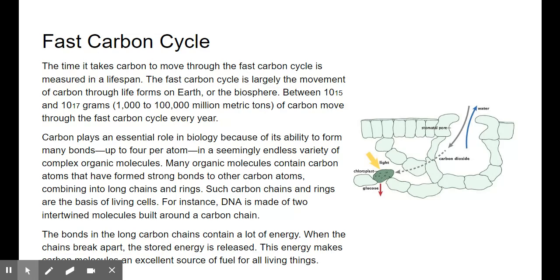Carbon plays an essential role in biology because of its ability to form many bonds, up to 4 per atom, in a seemingly endless variety of complex organic molecules. Many organic molecules contain carbon atoms that have formed strong bonds to other carbon atoms, combining into long chains and rings. Such carbon chains and rings are the basis of living things. For instance, DNA is made of 2 intertwined molecules built around a carbon chain. The bonds in the long carbon chains contain a lot of energy. When the chains break apart, the stored energy is released. This energy makes carbon molecules an excellent source of fuel for all living things.